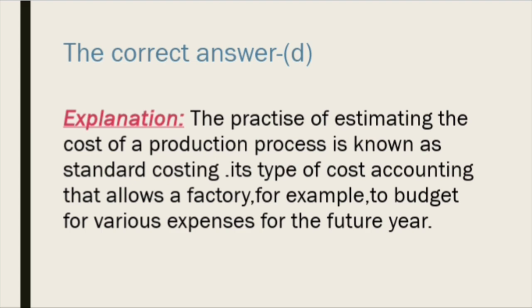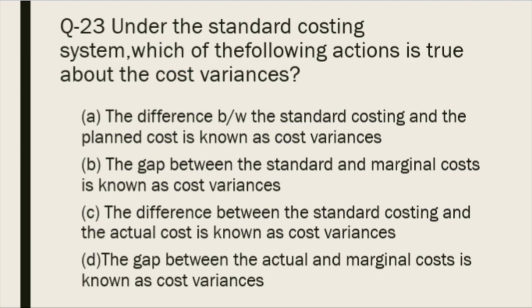The correct answer is A and B both are correct. The reason is that the practice of estimating the cost of production process is known as standard costing. Next question is that under the standard costing system, which of the following actions is true about the cost variances?